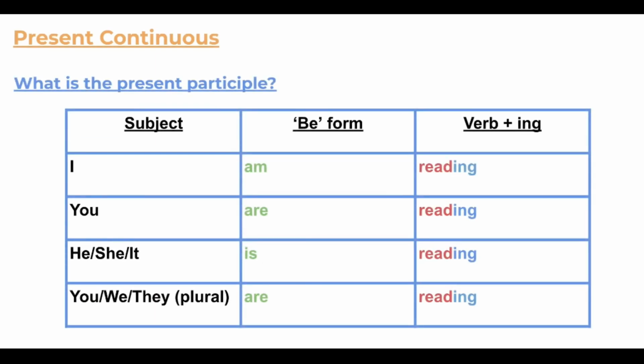And here we have an example of that verb plus ing with the to be verb as well. So you could say, I am reading, you are reading, he, she, it is reading, you, we, they are reading. Okay, so just something to be aware of, that the present participle is being used here. Okay, back to the present continuous.